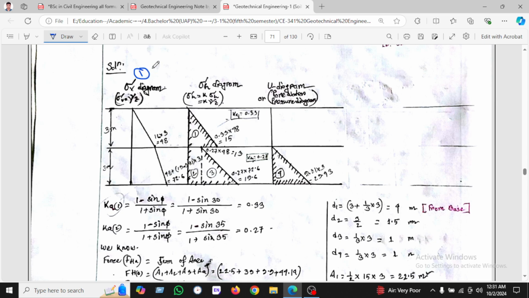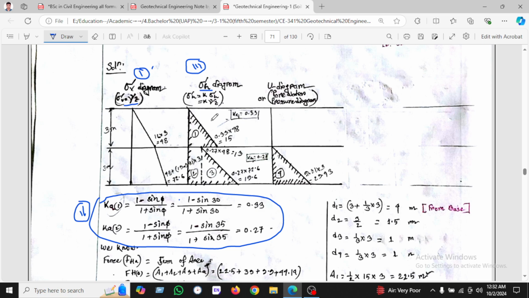How do we get it? Effective gamma into z, putting this value, and then we will calculate Ka, or the coefficient of active case. This is our second step, and then we will calculate the third step. We will draw the horizontal diagram, which is K into gamma, horizontal, so gamma vertical.